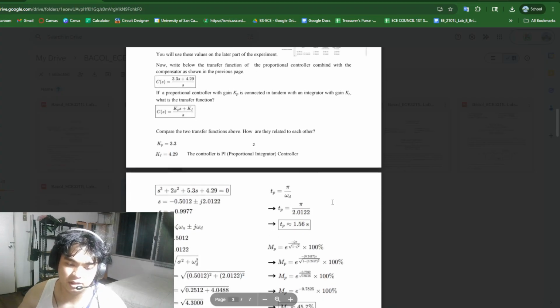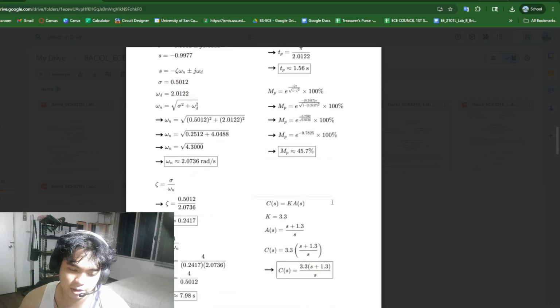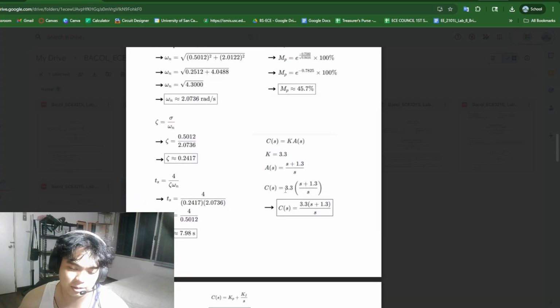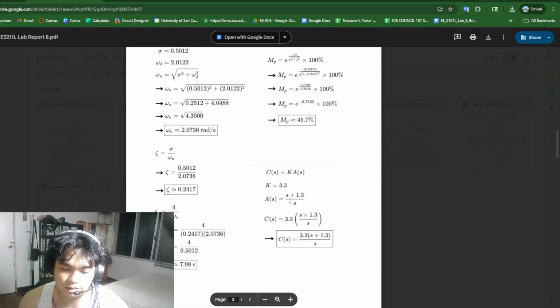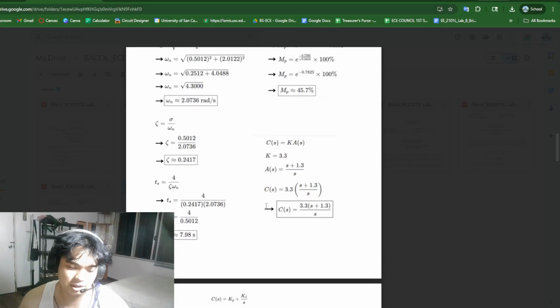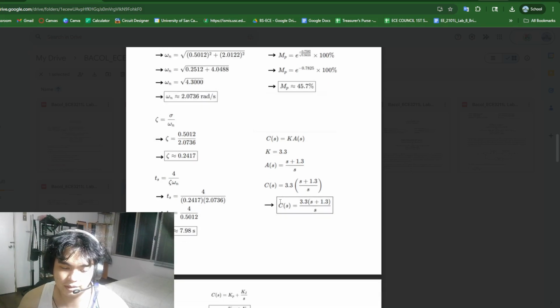So this page shows the manual computations based on the closed loop poles. I solved everything for the natural frequency, the damping ratio, the settling time, the peak time, and overshoot. One thing I also noticed is that the computed values are close to the simulation values, which helped me confirm the relationship between the pole locations and the step response behavior.